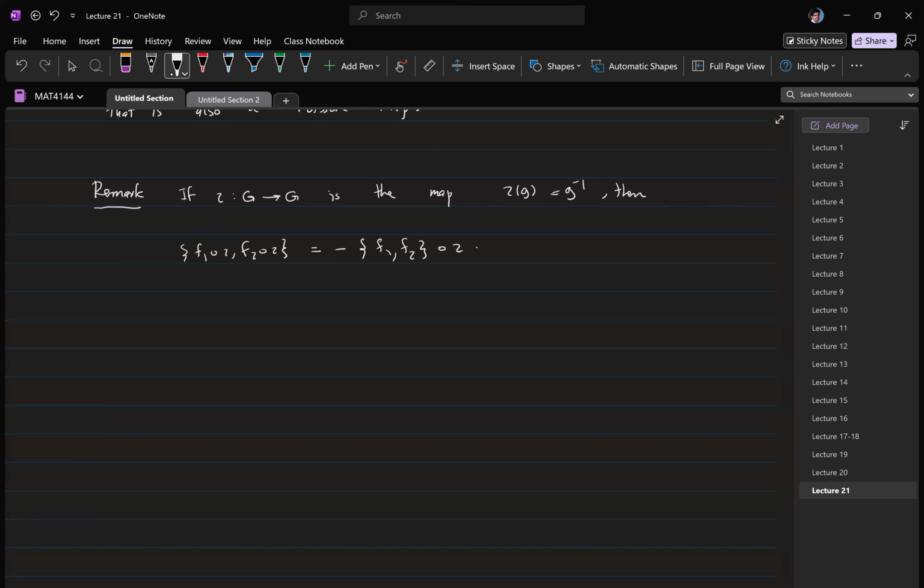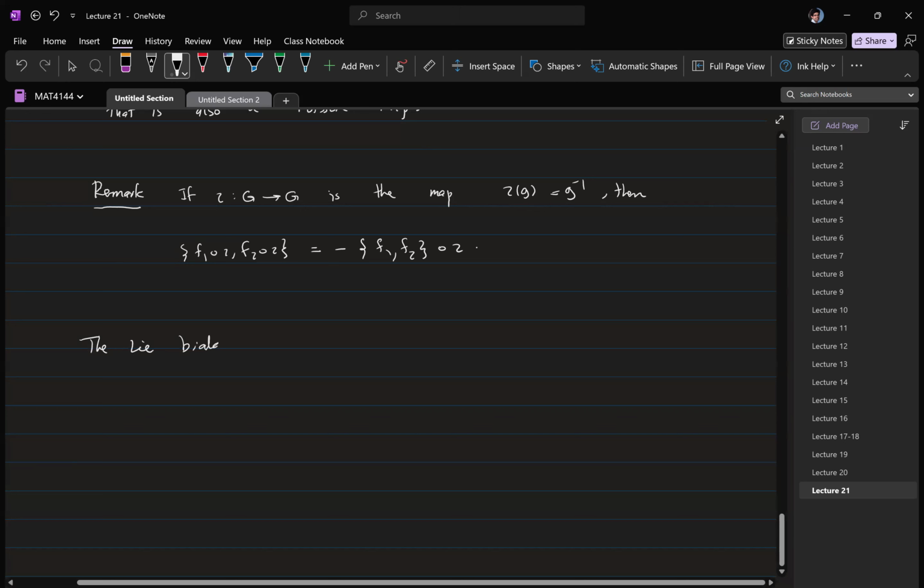Okay, so here is what we want to do. Maybe I should say the Lie bialgebra of a Poisson-Lie group.